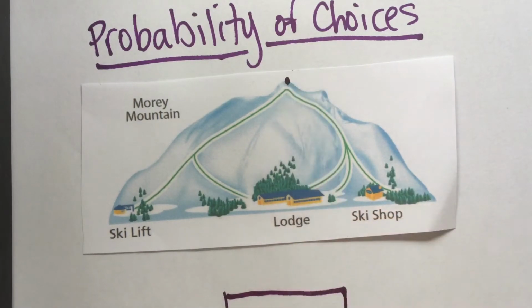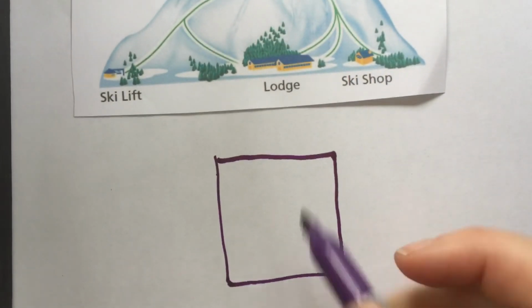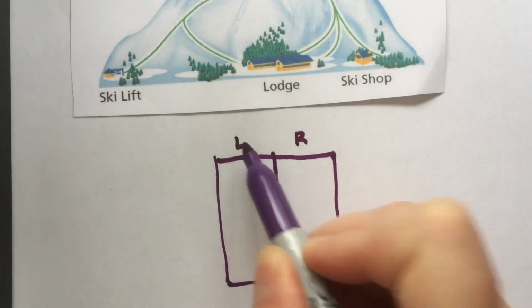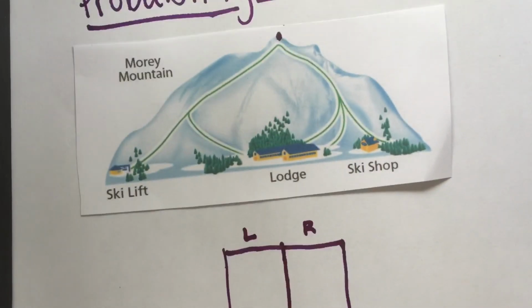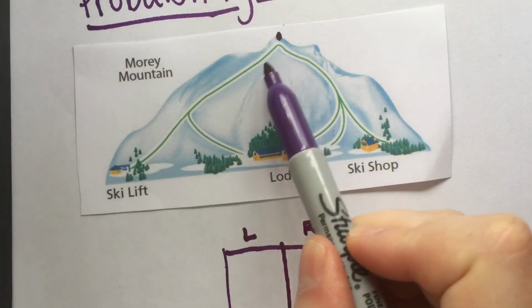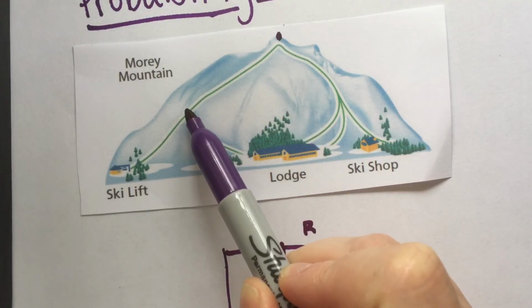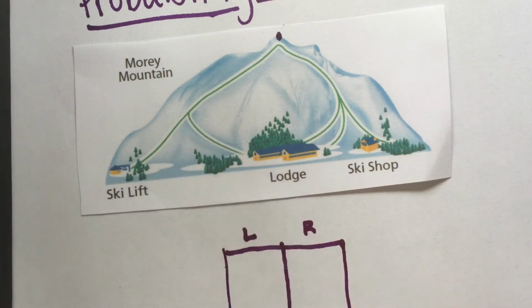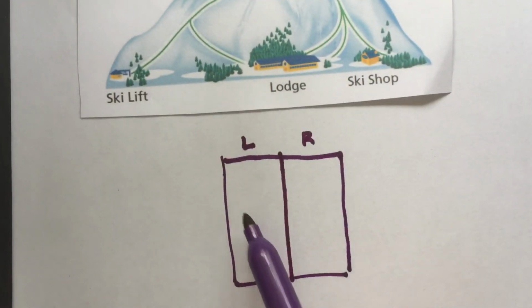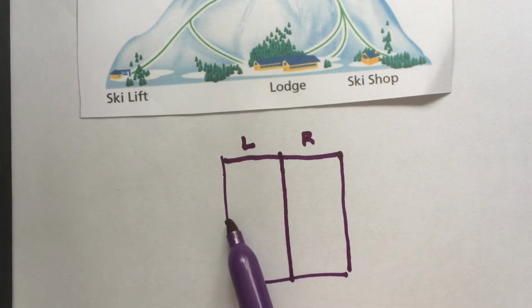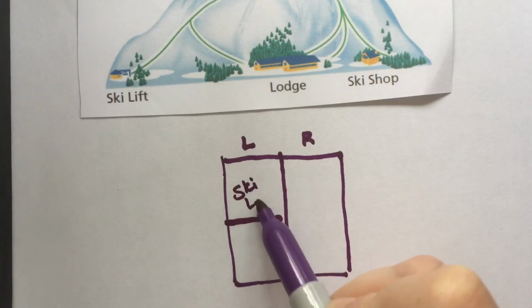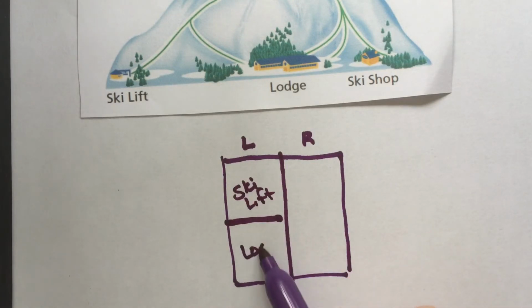Now, every time that we have to make a choice, we cut up our area model. So right here, we have a choice to go on the right path or the left path. So in my area model, I'm going to cut it into a right path or a left path. Now, if I was on the left path, I would go down here and I would have another choice to make between going left for the ski lift or right for the lodge. So the left path in my area model, I'm also going to cut that in half. One half goes to the ski lift and the other goes to the lodge.